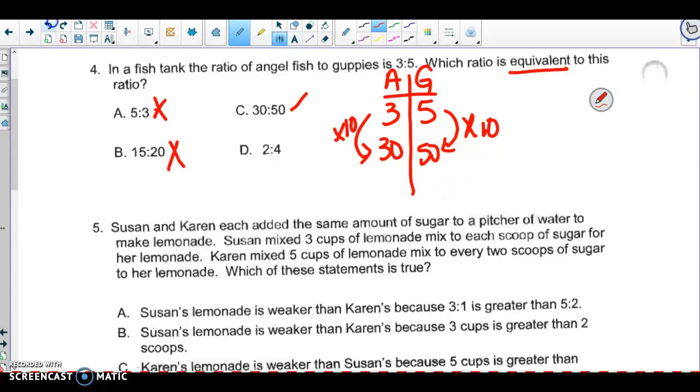Now 2 to 4, the only way we could get to 2 to 4 would be to subtract 1 on each, and that's not going to happen. So my answer there is going to be C.